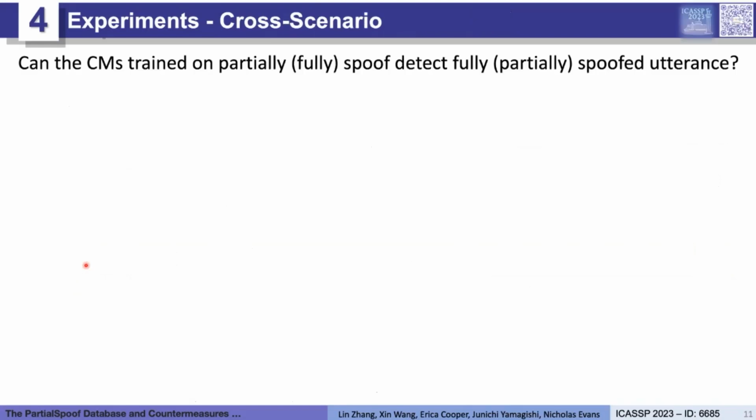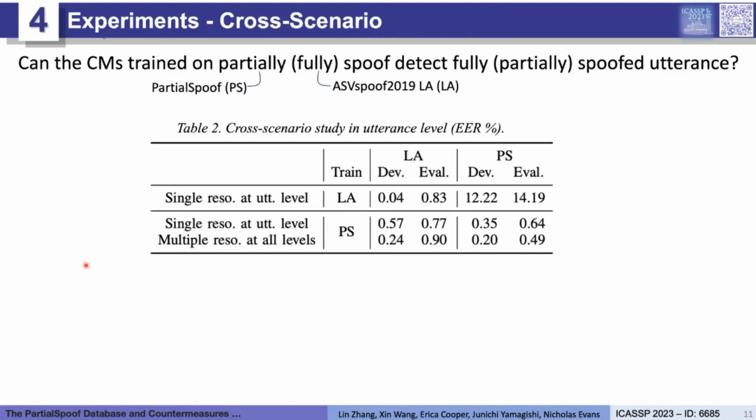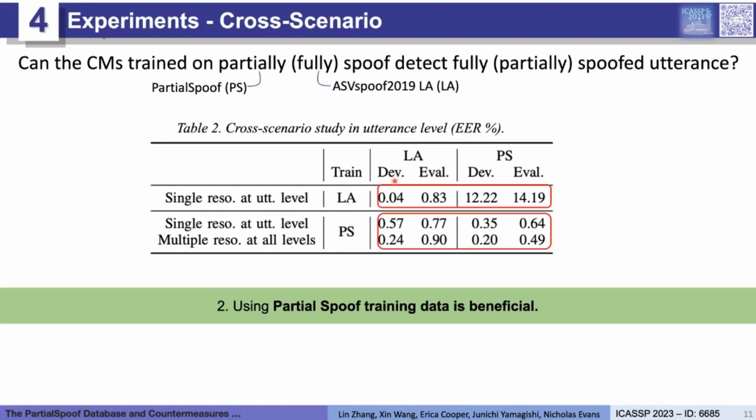But can the countermeasures trained on partial spoof detect fully spoofed utterances? So we ran these cross-scenario experiments as shown here. We can use either LA, that is fully spoof, or PS, that is partial spoof, to train the model, and then evaluate the countermeasure on different databases. And you can see here, using partial spoof training data is beneficial. The countermeasure still keeps stable in both fully spoof and partial spoof scenarios.